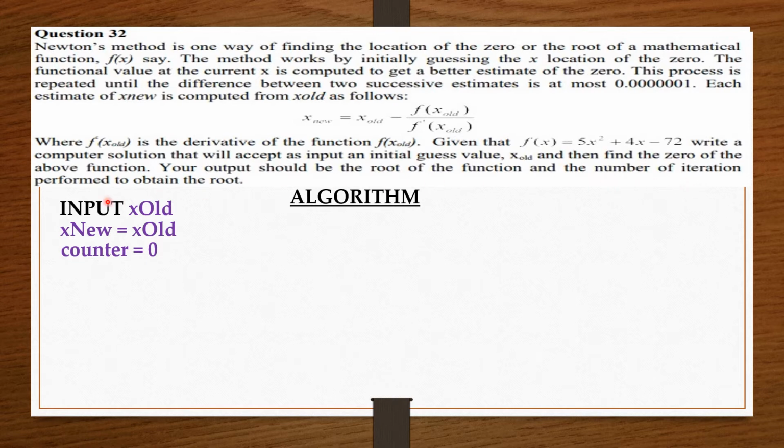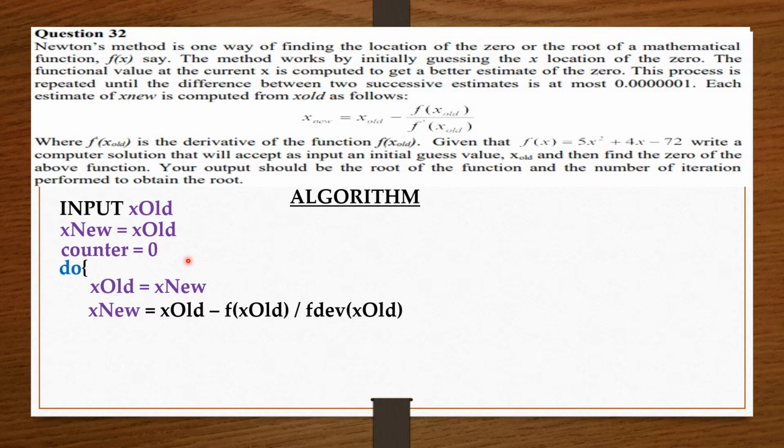Now, since we are supposed to repeat the process, we are going to use a do while loop. So we say do x old equals x new. Then we compute the formula x new equals x old minus f of x old divided by the derivative of f at x old, then counter plus plus.